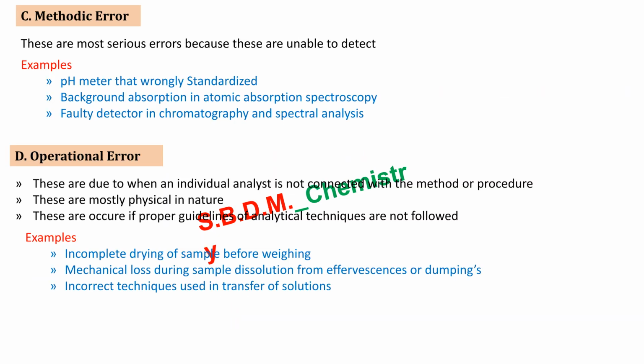Methodic errors are serious because they are often hard to detect. Examples include wrongly standardized pH meters or background absorption in spectroscopy. Operational errors are physical in nature and not connected with the method itself, often occurring when analytical guidelines are not followed, such as incomplete sample drying or incorrect solution transfer techniques.